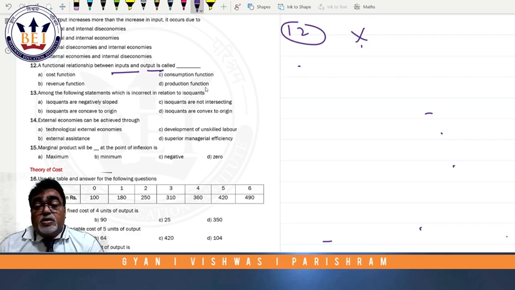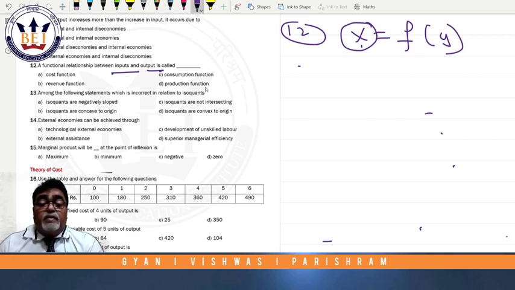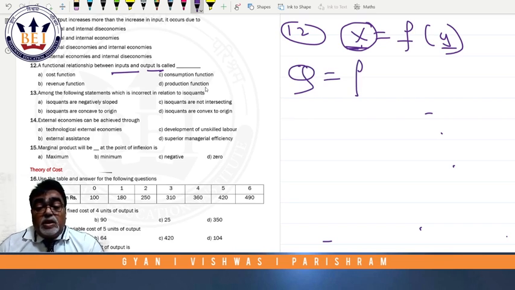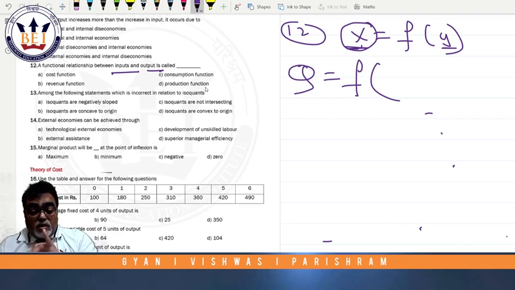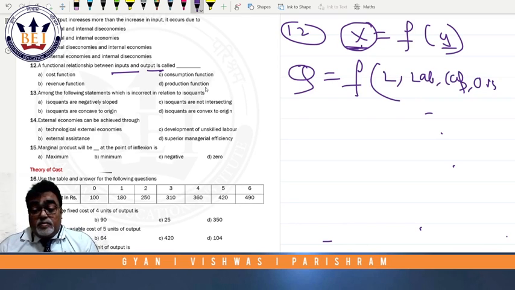Functional relationship means, in mathematics, we call it dependent variable and independent variable. The one written on the left hand side is dependent, and the one on the right hand side is independent. Functional relationship between input and output. Output is denoted by Q. Input means factors of production. Factors of production means land, labor, capital, organization. So these are input.